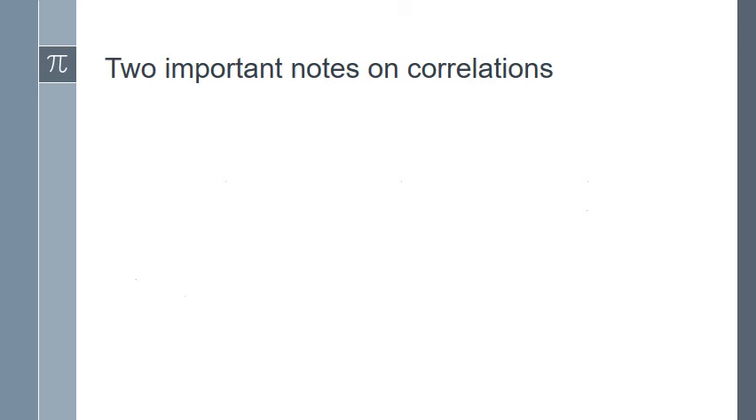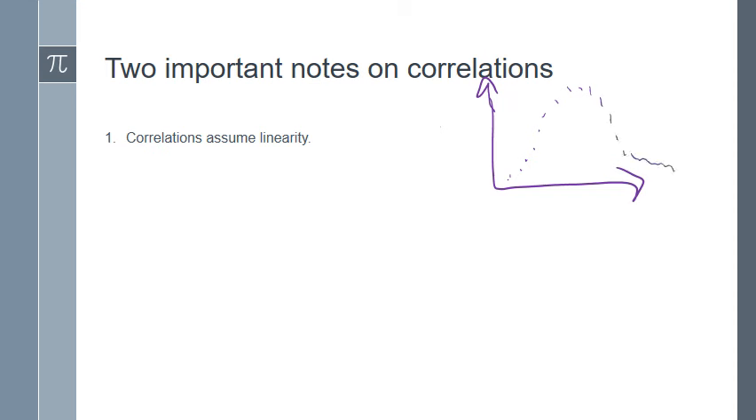Now, there's a couple of things about correlations. There's two important things to note about them. The first thing is that correlations assume linearity. And so correlations can only deal with situations where there's some kind of linearity involved. A situation where a simple correlation would not be helpful are in situations that we call curvilinear relationships, okay, where the line might look like this.